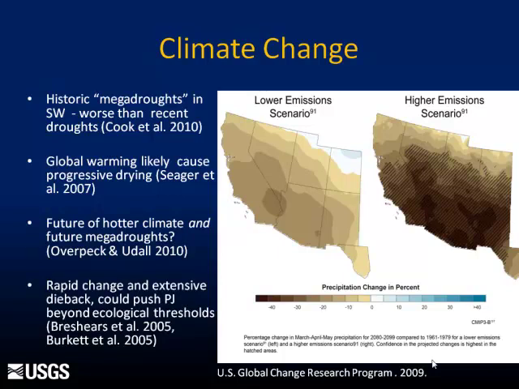And if we do, might we see rapid change and extensive dieback, as we witnessed in piñon woodlands in particular in the Southwest in the early 2000s? And could that push those systems and those landscapes beyond ecological thresholds? And it certainly seems plausible if this is our future.